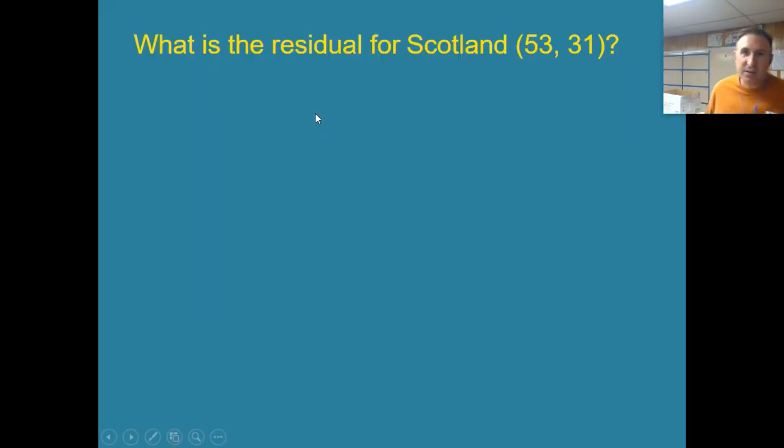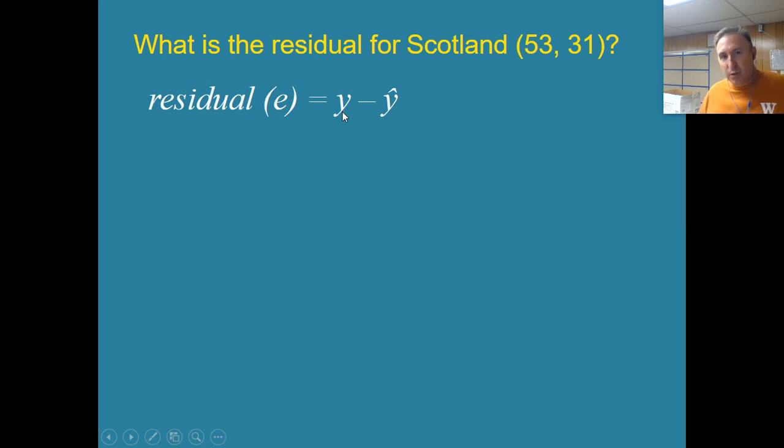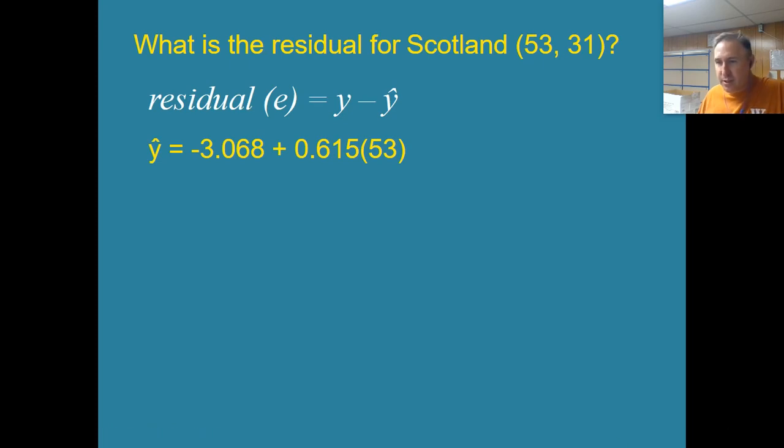Okay, so we want to find the residual for Scotland. Scotland had that 53% of teens were using marijuana and 31% of teens tried other drugs. And we really don't know, kids, if these 53% also were part of this 31%. So we got to be careful about cause and effect here, but this is the data that we have, right? So this is the actual y. To find the residual, we're going to do the actual y minus the predicted y. To do the predicted y, we need to come in here and plug 53 into our least squares regression equation.